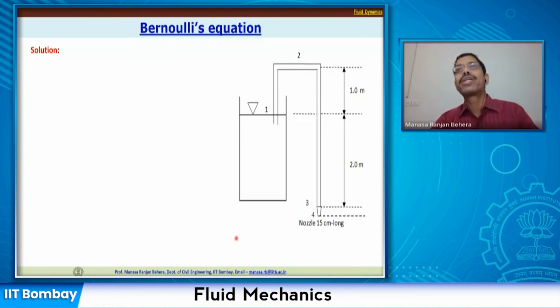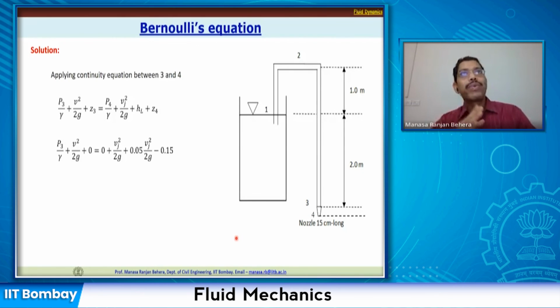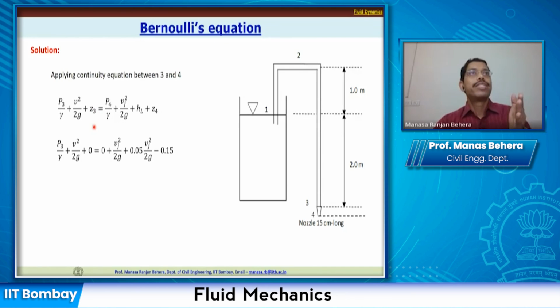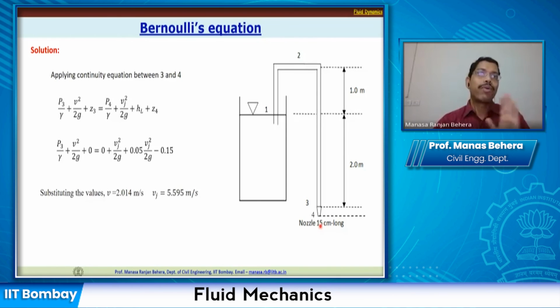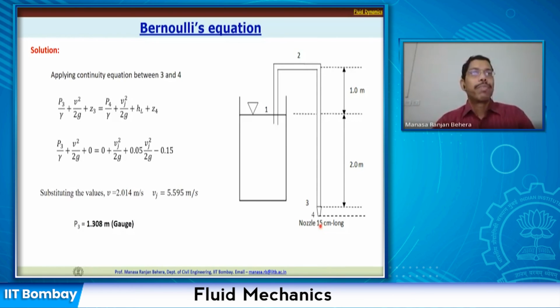Now let us look at the other question, that is, what is the pressure at point 3. Apply the Bernoulli equation between point 4 and 3, and again substitute all the values. You already know that Z is 0 here and the pressure is 0 at point 4. Just substitute all the values, and you will be able to write down the pressure. That is, pressure at P3 is going to be 1.308 meter. That's the gauge pressure.